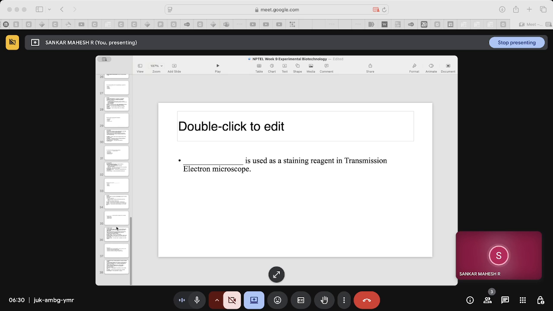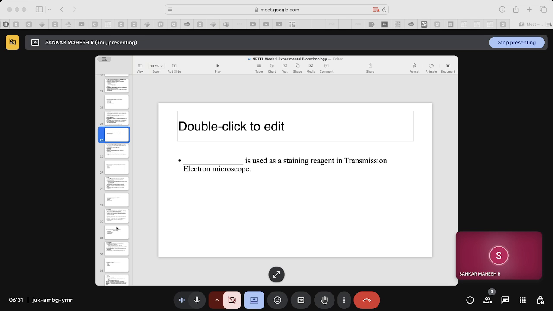The next question is: dash is used as a staining reagent in transmission electron microscopy. This is question 10. You can take a couple of minutes to think about this and then we'll discuss.